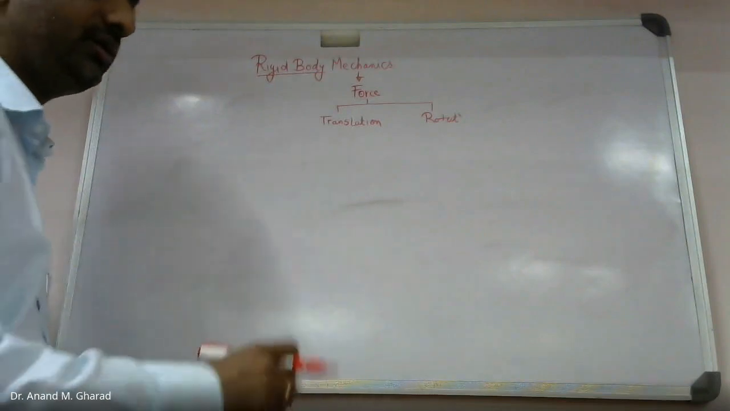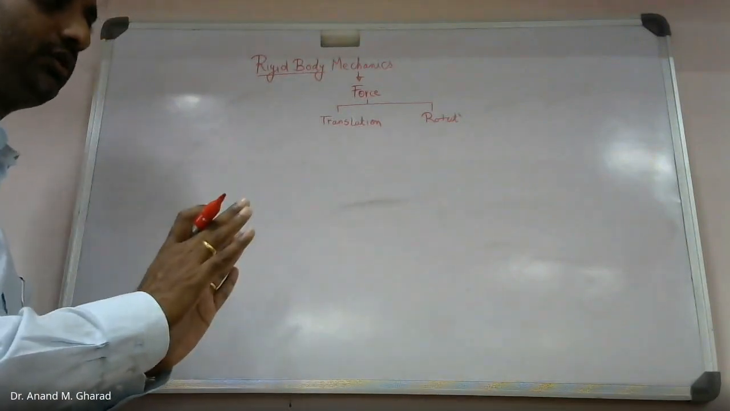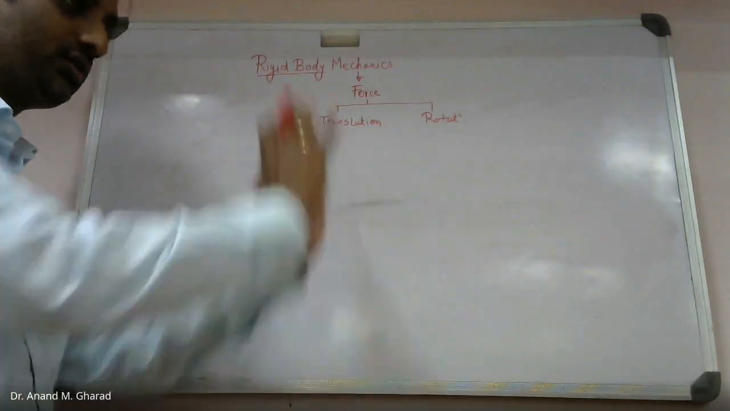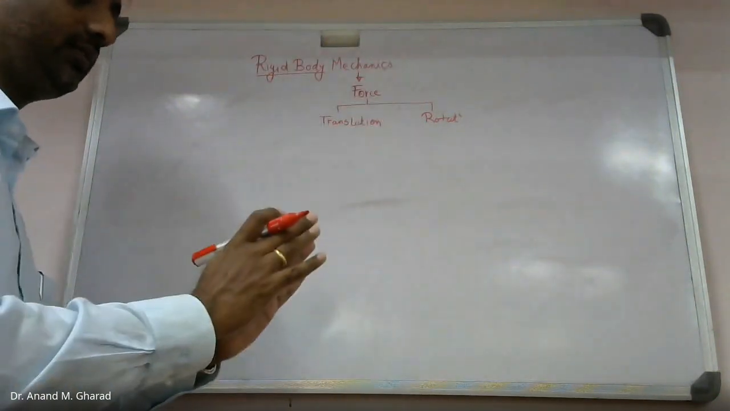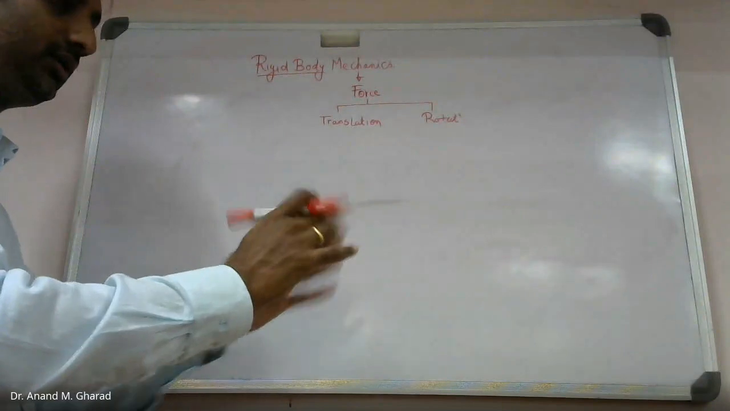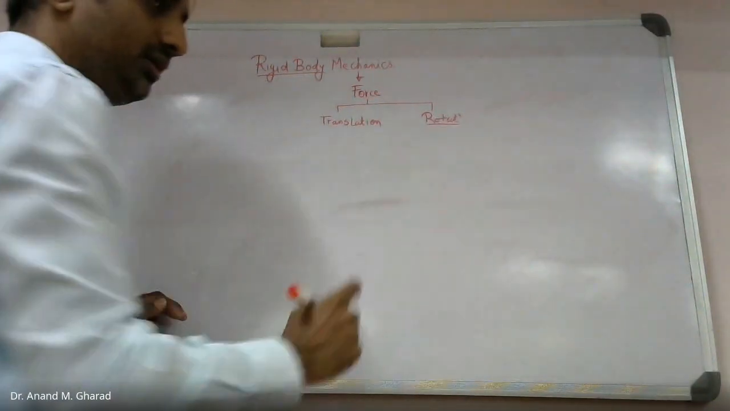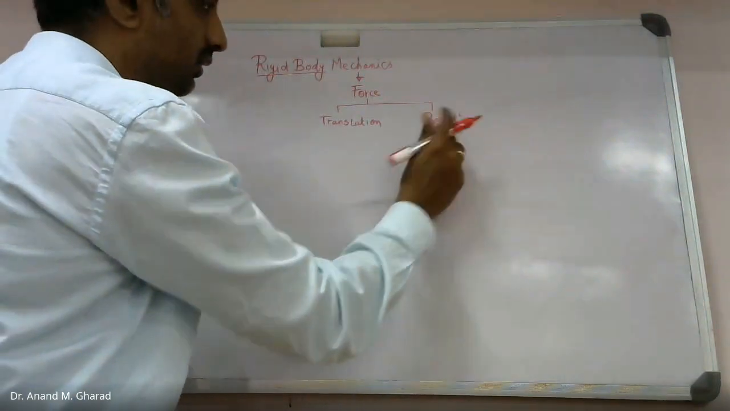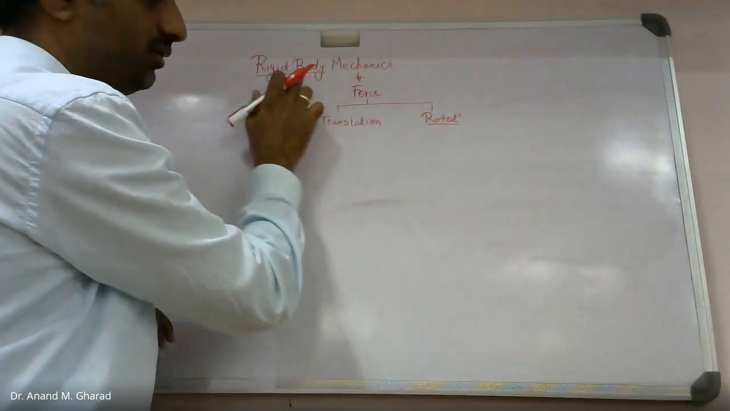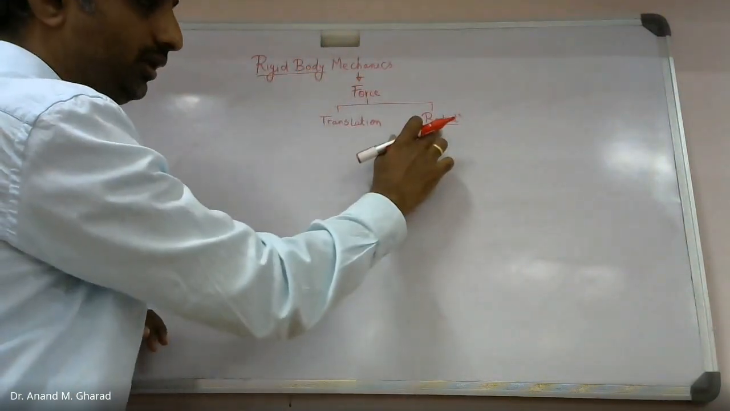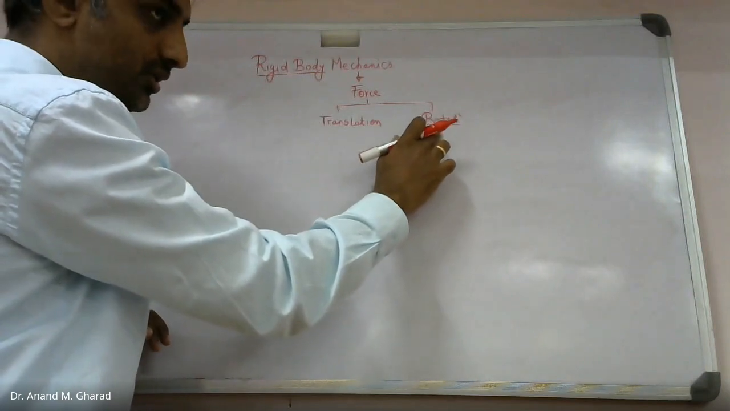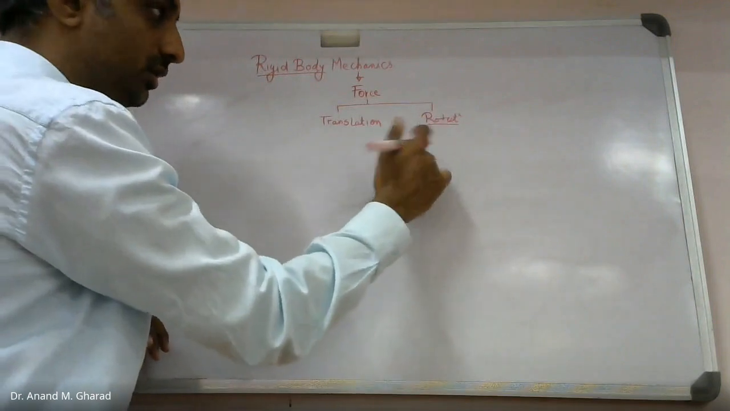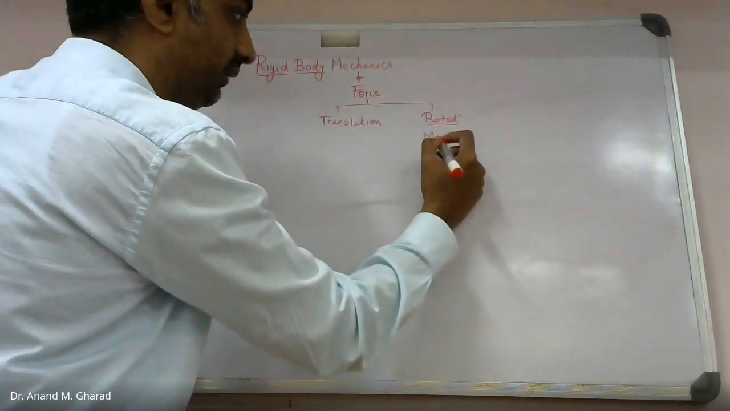Translation means the effect of the force on the rigid body will cause that rigid body to move in one line, either this or inclined, but that line is maintained. Rotation is something which twists, right? So when the force is acted on the rigid body, if it is causing rotation, then that associated force causing rotation is known as moment.